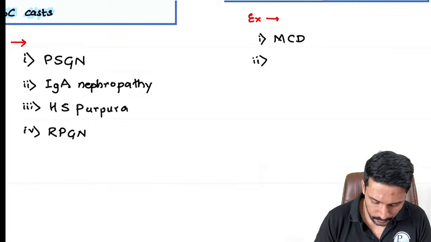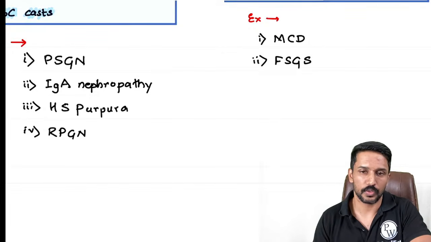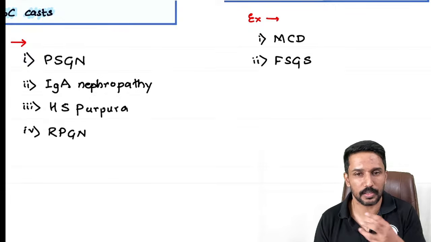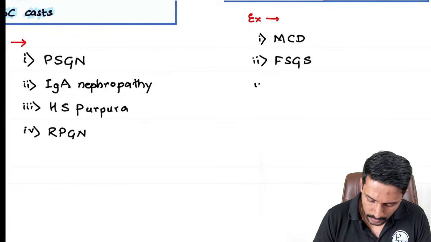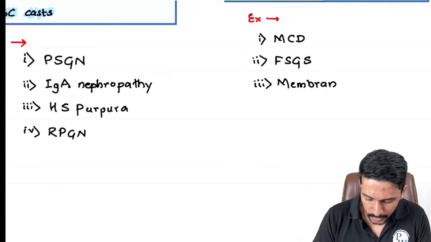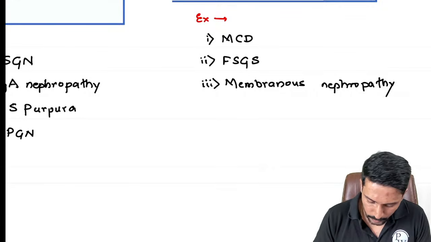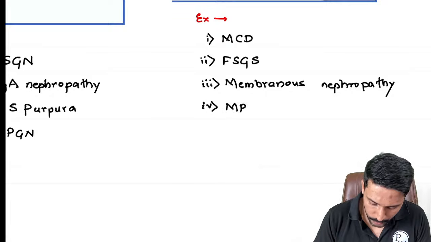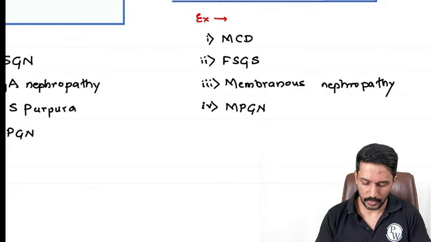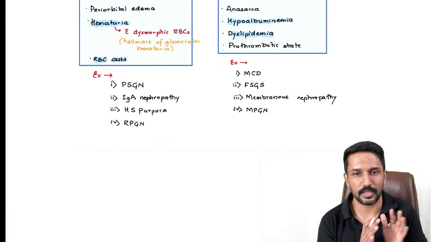Apart from that, focal segmental glomerulosclerosis, which is usually encountered in HIV individuals or African blacks. In HIV people, it is also called HIVAN, HIV associated nephropathy, FSGS. Then membranous nephropathy, then membranoproliferative glomerulonephritis or MPGN. So these are the disorders that usually present as nephrotic syndrome. If I can recognize nephrotic versus nephritic, I can rule in or rule out these disorders.